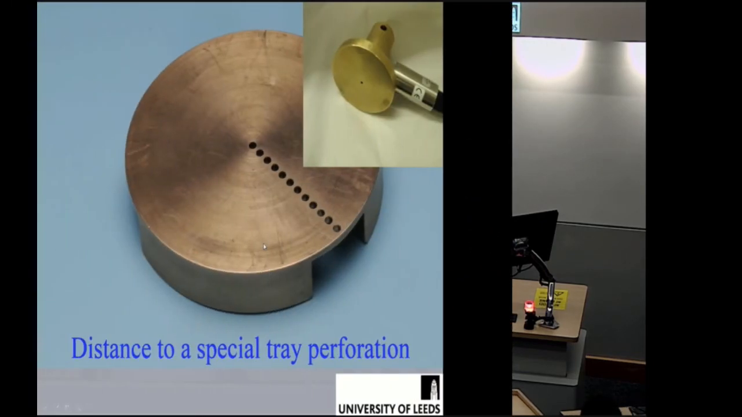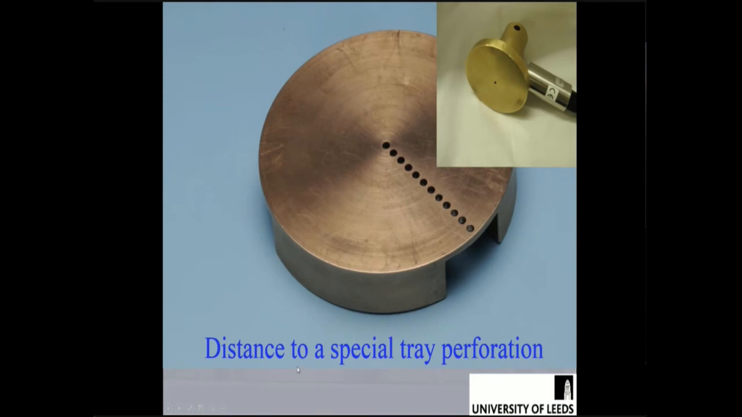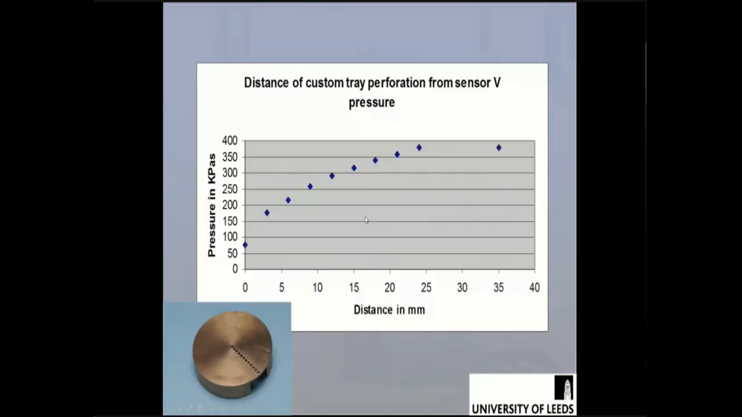So the next thing to do was to see how far from a perforation, what difference it made to the pressure. So we looked at the distance in millimetres from the sensor, and what we found was if we had a perforation opposite the sensor, the pressure is low. If we blocked up all the holes and had just one near the edge open, the pressure was much higher.